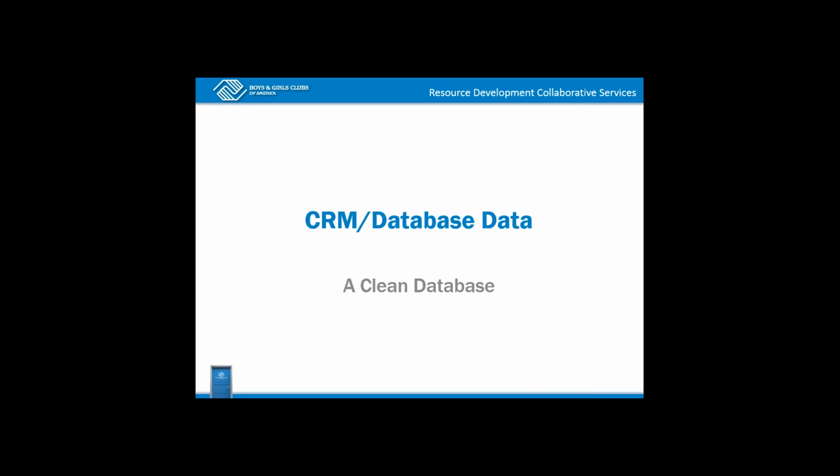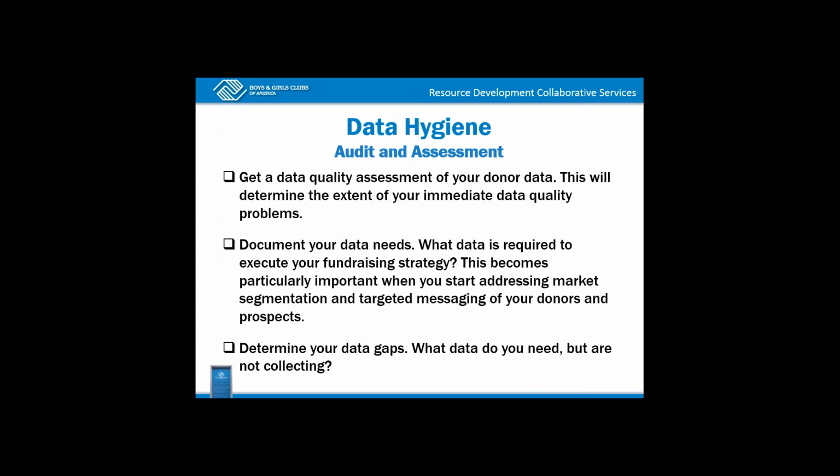Next thing we're going to focus on is really about your data and having a clean database. So it's really important to get a data quality assessment of your donor data and determine the extent of your immediate data quality problems. You can do this yourself through a series of queries looking at missing addresses, running a duplicate assessment of your file. Most databases allow you to run some kind of duplicate report. You can run queries on missing phone numbers, email, etc. But if you do an audit of that, you can see where your data quality problems are.